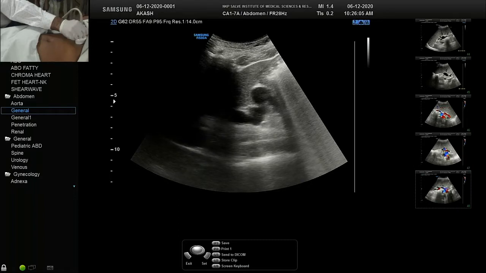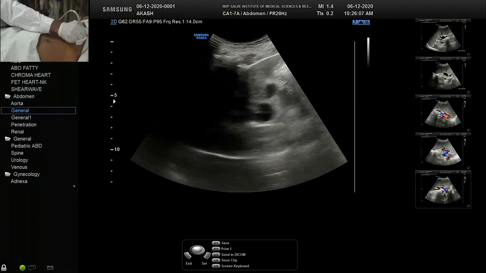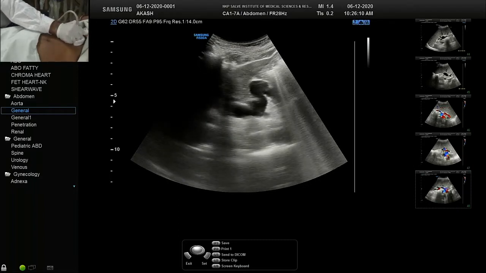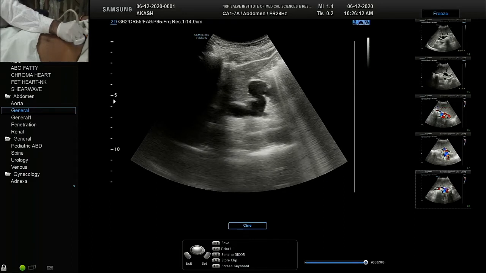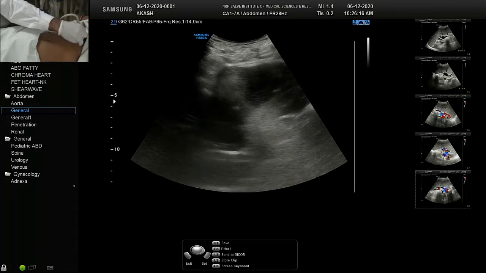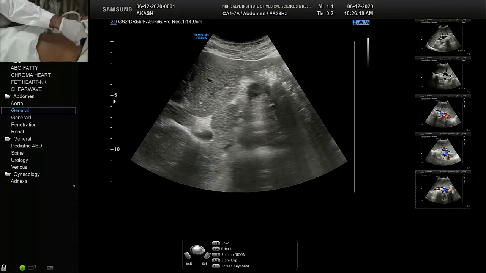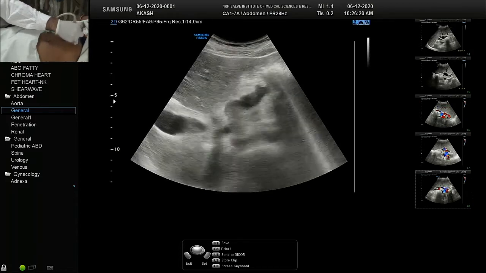Because of the enlarged varices, you are not able to see nicely the caudate lobe here, but you can measure the caudate lobe along the AP diameter as well as a transverse diameter. The ratio I have told is with the transverse diameter.